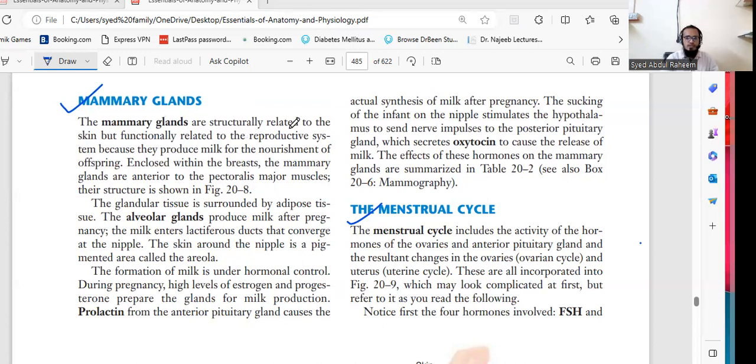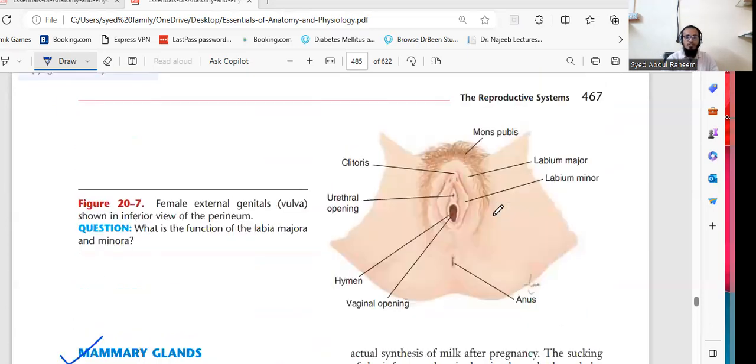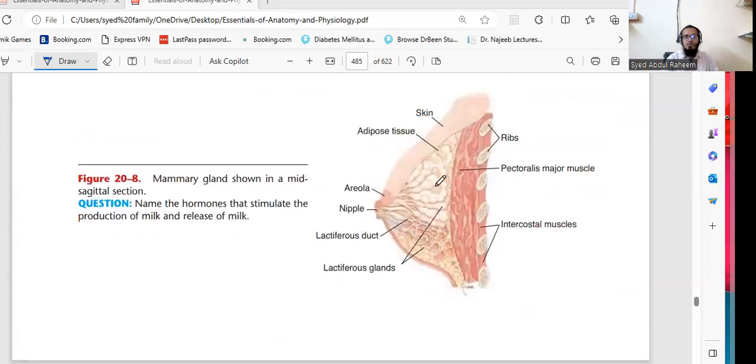The mammary glands are structurally related to the skin, but functionally related to the reproductive system because they produce milk for the nourishment of offspring. Enclosed within the breast, the mammary glands are anterior to the pectoralis major muscles. Their structure is shown here. Anatomically it is related to the skin, the skin is covering, but functionally there is a gland inside the skin, that is the mammary gland. So this is the structure.